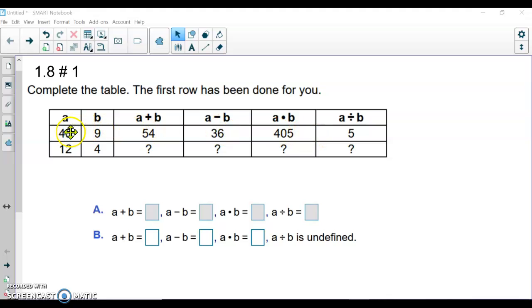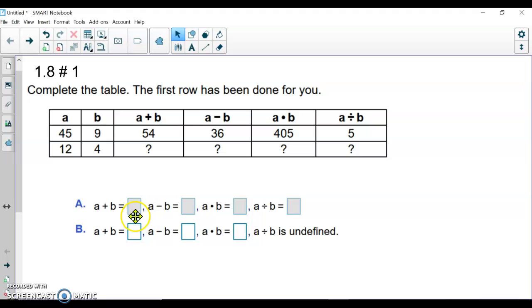If A is 45 and B is 9, then A plus B is 45 plus 9, which is 54. A minus B, 45 minus 9, is 36. Here's 45 times 9, that's A times B, and then 45 divided by 9, A divided by B, is 5. So what they want us to do is fill out the bottom row. And then there's this weird way they have it, like a multiple choice thing.